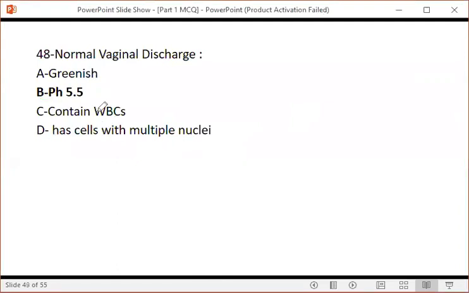Normal vaginal discharge. What do you know about vaginal discharge? Is it green? pH 5.5? Does it contain white blood cell count or corpuscles? Does it have cells with multiple nuclei? No, all are incorrect. The correct answer is pH 5.5.